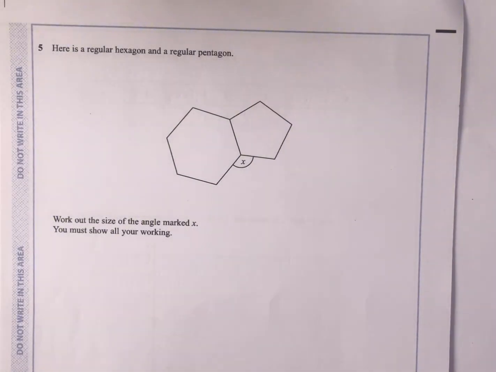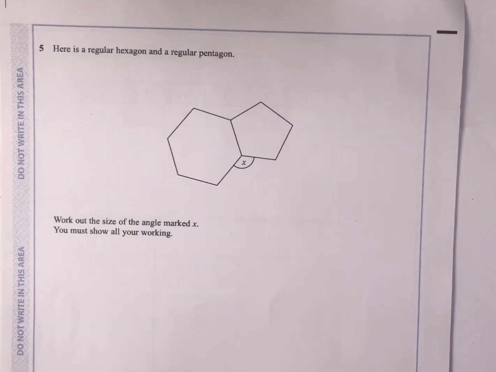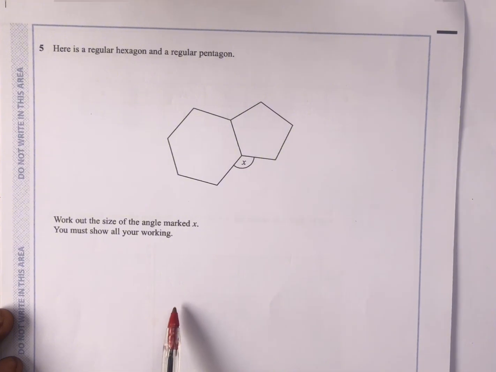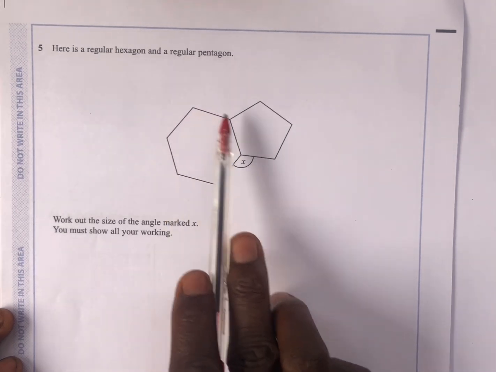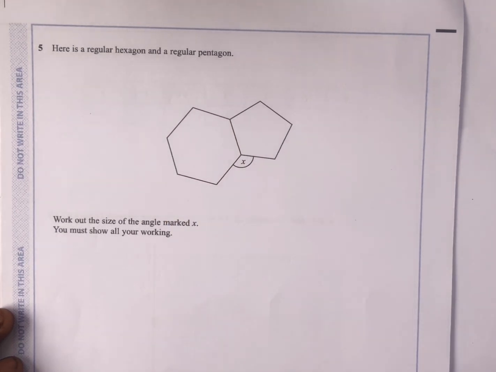We have a polygon. Here is a regular hexagon and a regular pentagon. We have to work out the size of the angle marked X. Okay, so let's see how we do this. The hexagon has how many sides? That is 6, and this one is 5. 1, 2, 3, 4, 5, 6.